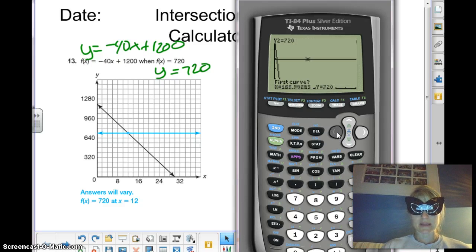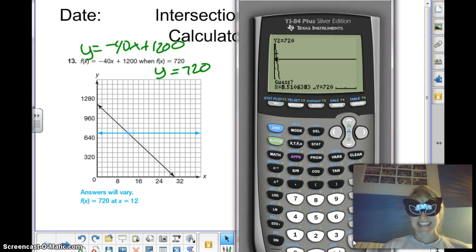Okay, so I want to put the cursor over on the y-axis, and let's get it up there. I want it just above the intersection here. So first curve, I just have it above it. So we hit enter. And then the second curve, I'm just going to put it below the intersection and hit enter.